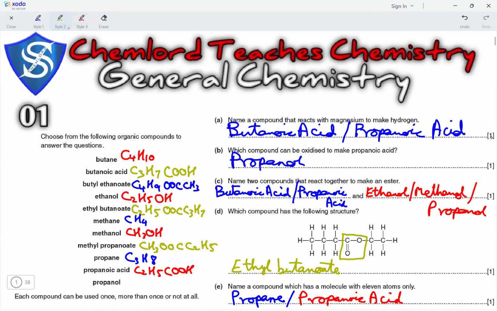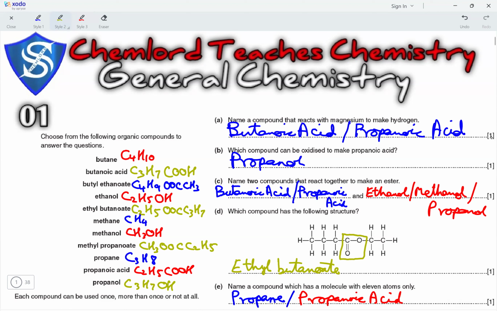And lastly, we have got propanol. Propanol would be C3H7OH, and 7 and 3 is 10, and 11 and 12. So propanol contains 12 atoms in total and not 11. So propanol is not the correct answer.